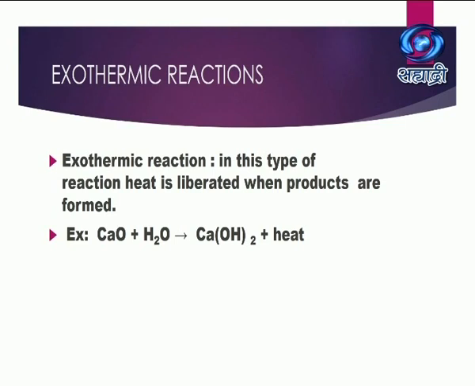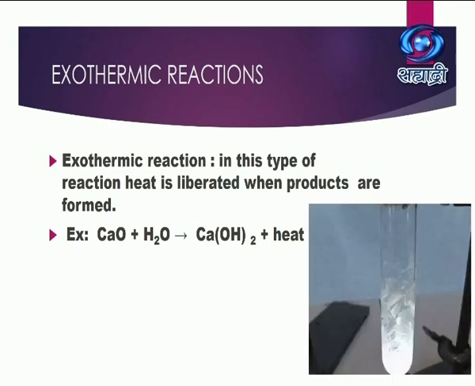Another type we discussed was exothermic reaction. As the name itself suggests, heat is liberated when the products are being formed. So CaO plus H2O gives Ca(OH)2 plus heat, that is liberated. This is called exothermic reaction.